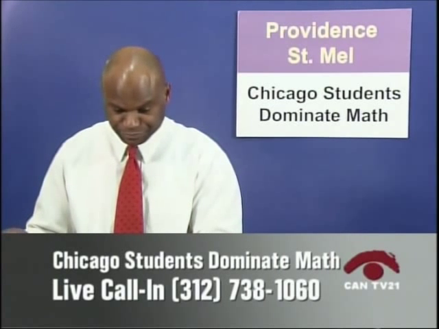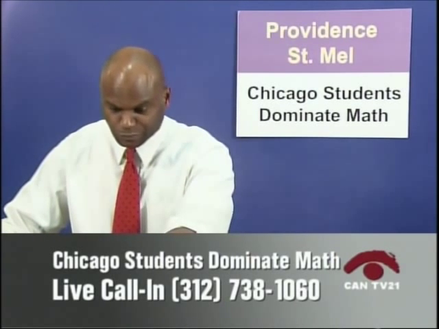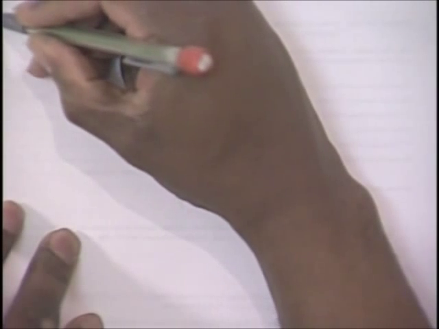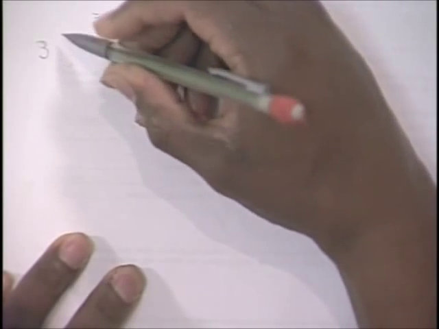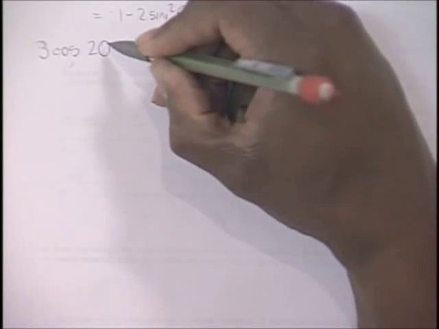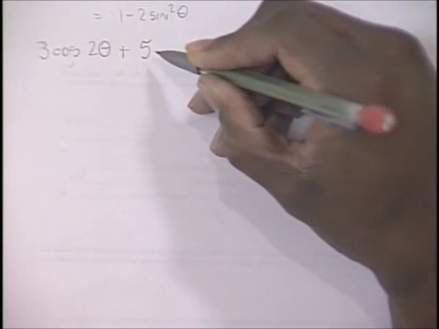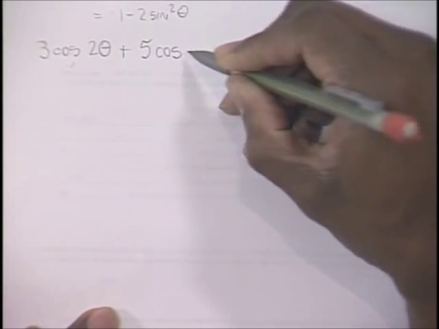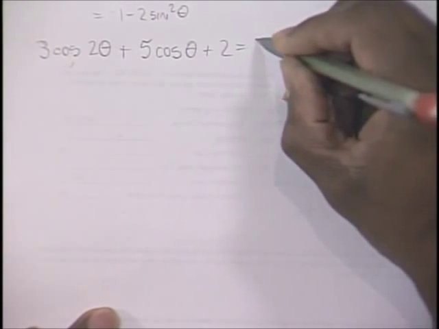Let's look at our first trigonometric equation. Let's say we have 3 cosine of 2 theta plus 5 cosine theta plus 2 is 0.